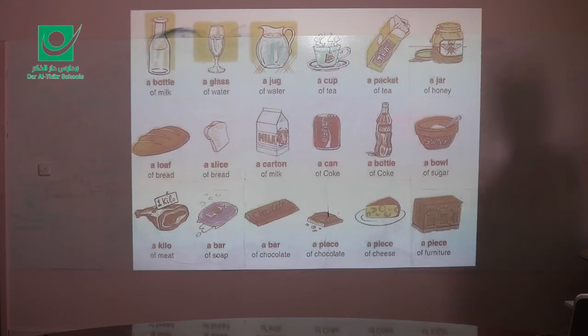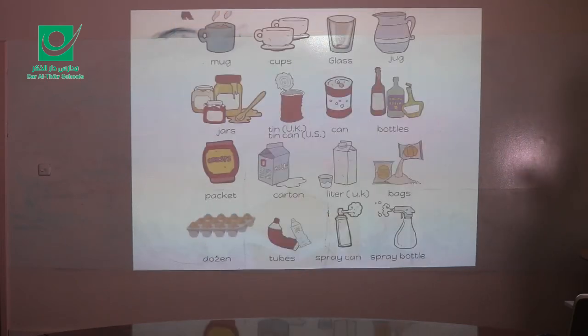Here I brought you some of the most common containers and classifying words. A bottle of milk, a glass, a jug, a cup, a bucket, a jar, a loaf, a slice, a carton, a can, a bottle, a bowl, kilo, bar, piece. So these are the most common ones. We still have some more.